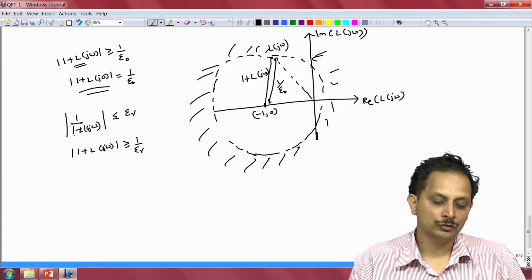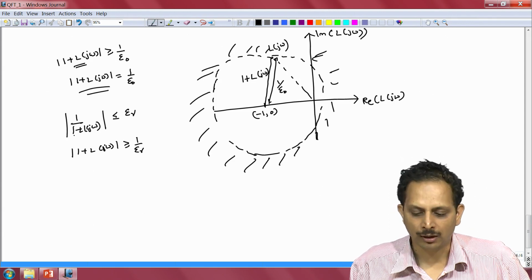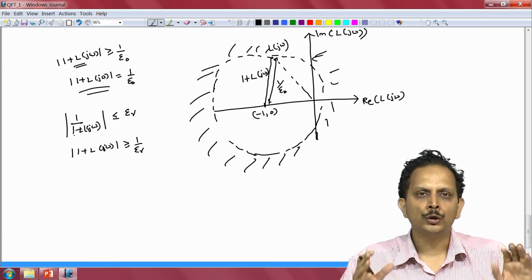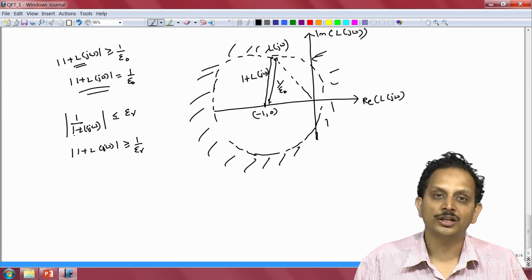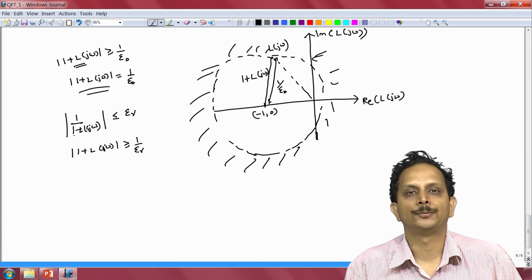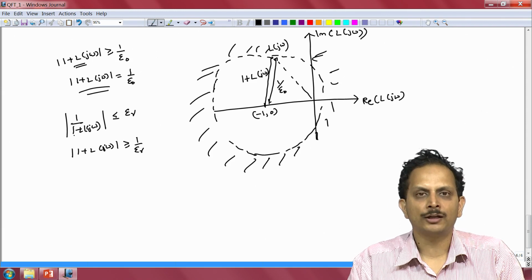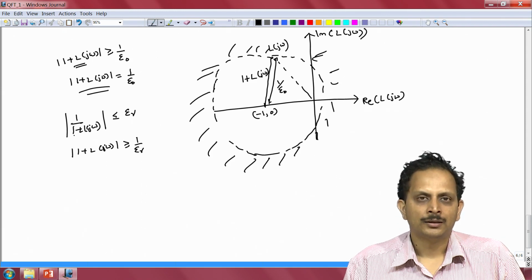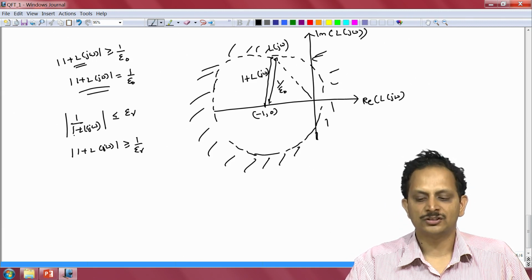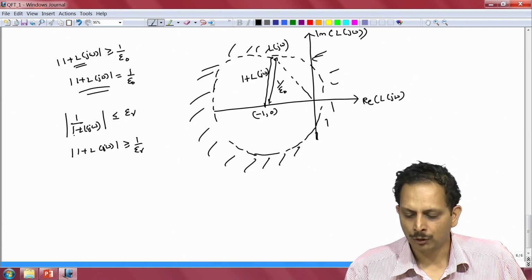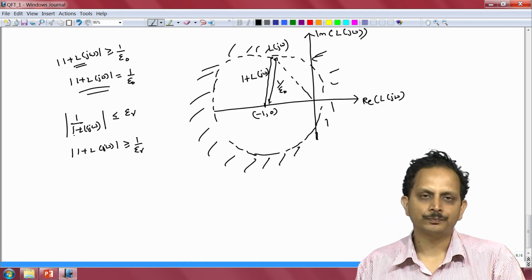Therefore in order for us to track references with error less than or equal to epsilon r, we need to choose our loop gain to be some point in the Nyquist plot that is within this region, that is outside of the circle of radius 1 by epsilon r. In a similar manner, if you want to suppress the output disturbance to a factor of epsilon naught, we should choose a loop gain that assumes values that are outside of this circle of radius 1 by epsilon naught and with its center being at minus 1 comma 0.